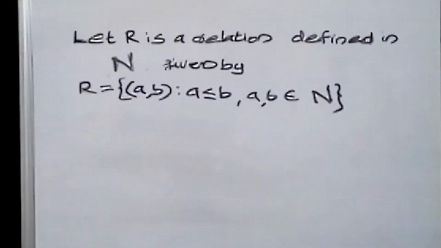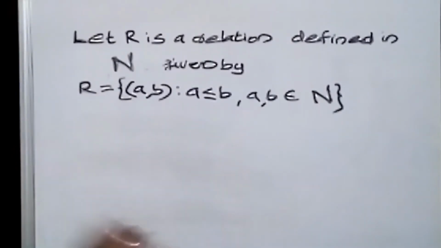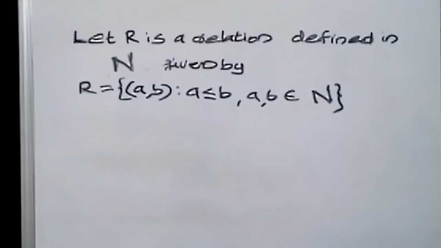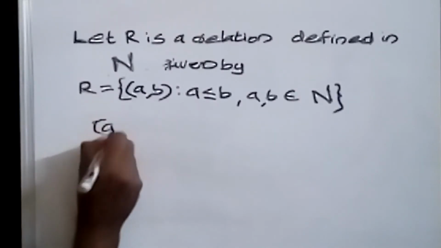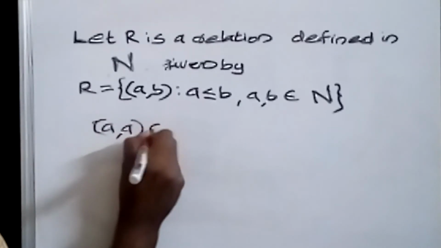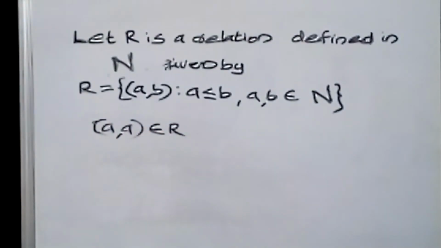Now, to prove that it is a reflexive relation, for a reflexive relation the element should be related to itself. Here we write A is related to A. That is, (A, A) belongs to R. Why does (A, A) belong to R?